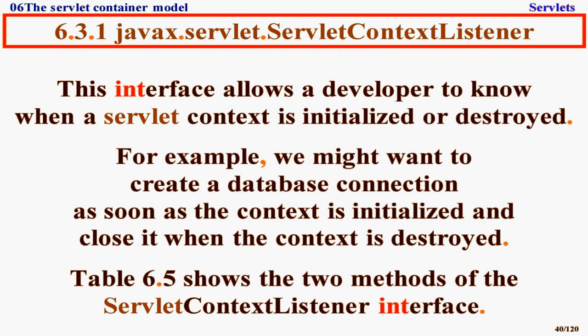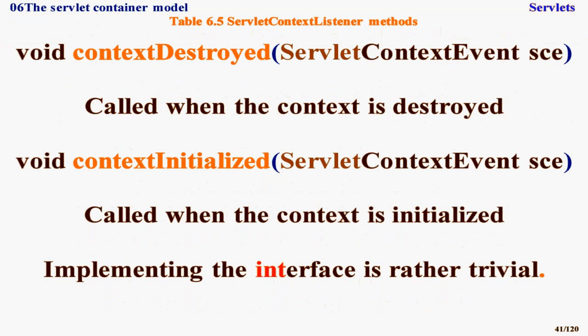Table 6.5 shows the two methods of the ServletContextListener interface. Table 6.5 ServletContextListener methods. void contextDestroyed(ServletContextEvent sce), called when the context is destroyed. void contextInitialized(ServletContextEvent sce), called when the context is initialized.